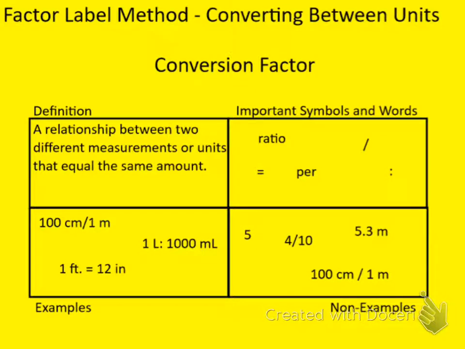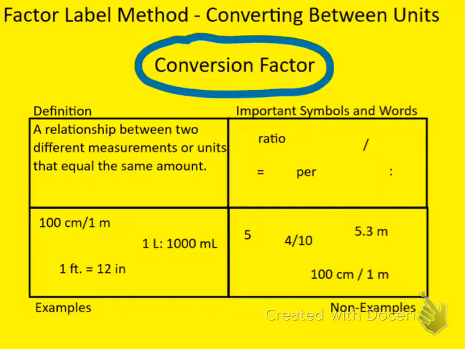So the first thing I'd like us to talk about today is something called a conversion factor. If you have downloaded the notes sheet or worksheet that we worked on, this correlates to it, but there's nothing wrong with doing it alongside. A conversion factor is something that shows a relationship between two different measurements or units that equal the same amount. A really good example of that: 1 foot is equal to 12 inches. They both represent the same quantity, but reported in different units of measurement.